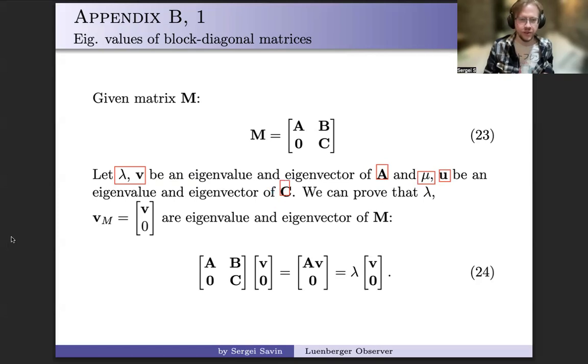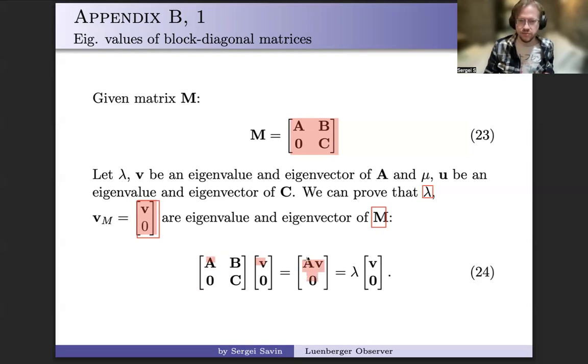Now, first we prove that lambda and this vector V and 0 are an eigenvalue and eigenvector of M. How do we do it? We just multiply this matrix by this vector, like this, right? It will be A times V, B times 0 is 0, 0 times V is 0, C times 0 is 0, so 0.